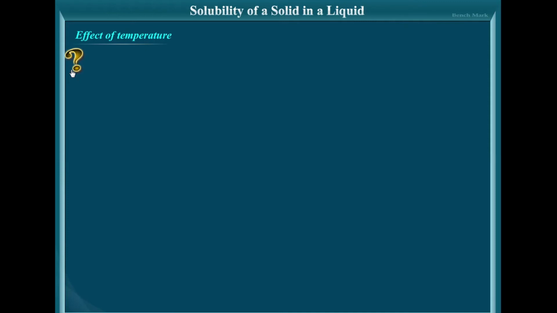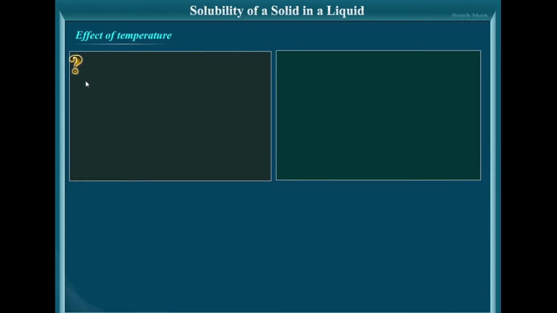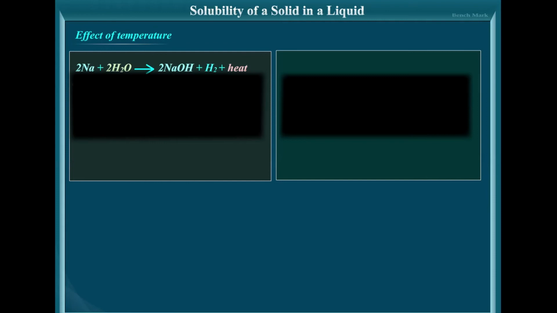Now if delta H is greater than 0, that is, if it is endothermic, then increase of temperature will push the solution equilibrium in the forward direction. In other words, solubility of such solutes increases with rise in temperature. Some examples are potassium chloride, potassium nitrate, sodium nitrate. When these are dissolved in water, the solubility increases with increase in temperature. We'll continue with this effect of temperature.